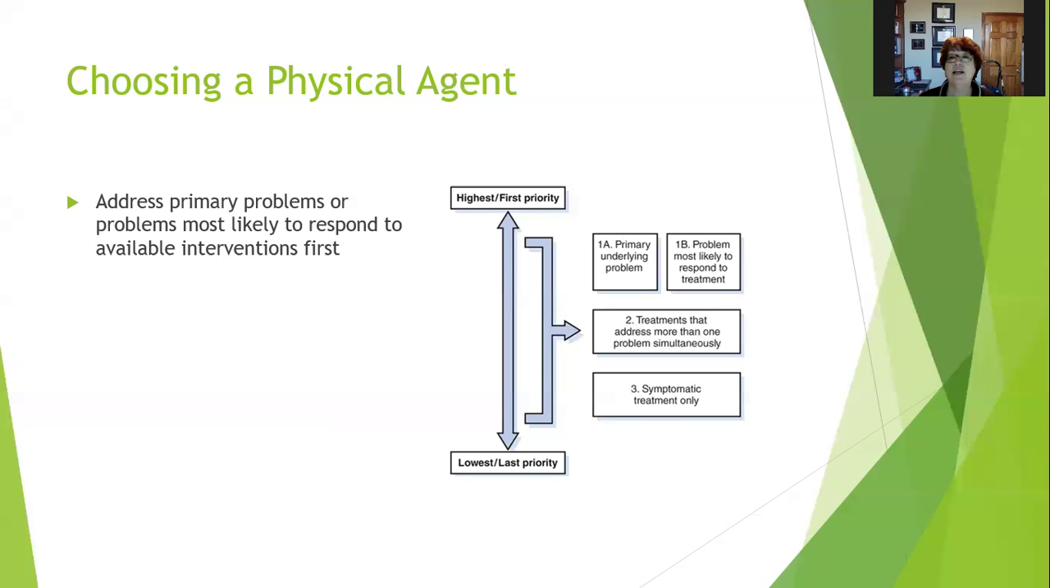That's kind of nice. When you're doing symptomatic treatment only, yes, that can be useful, but that's probably your lowest priority. You want to address the underlying problems as much as possible, but not to say that symptomatic treatment is bad, because it's not. It can be very helpful to someone just getting through their day-to-day life.